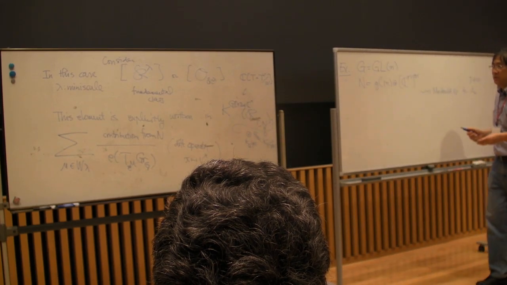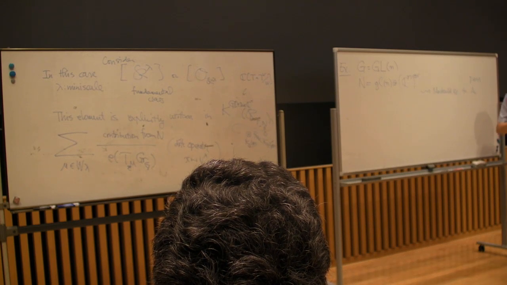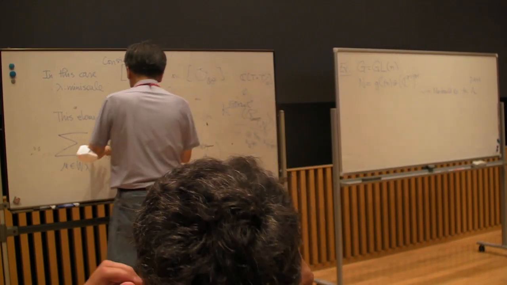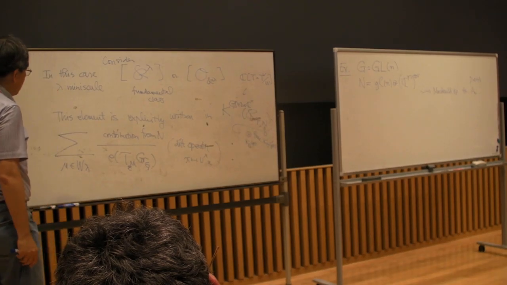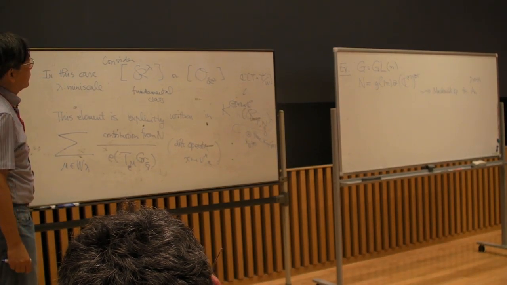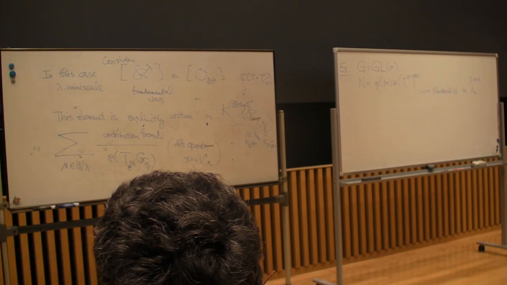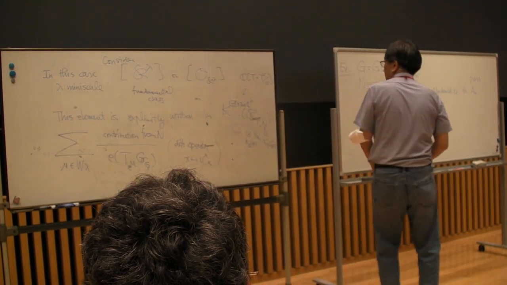And in type A, the MacDonald operator has a special feature. If you have this term, there's no constant correction. This is compatible with the fact that for type A, you have many minuscule coweights and you can write the corresponding operator.